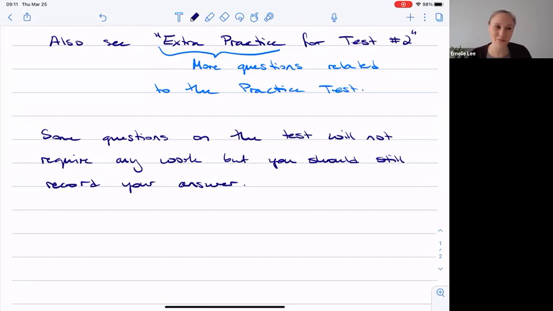Oh, weird. Okay, well, anyways, so just keep your work, and even if it's just an answer, you should still record it just in case it doesn't log it in WebAssign, because otherwise I won't be able to give you marks, even if it's right. So just keep it as a record of what you entered.